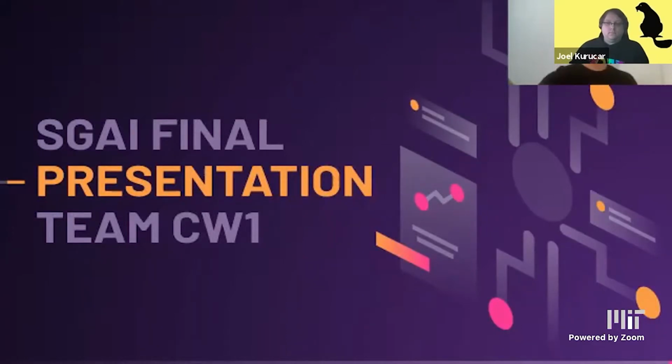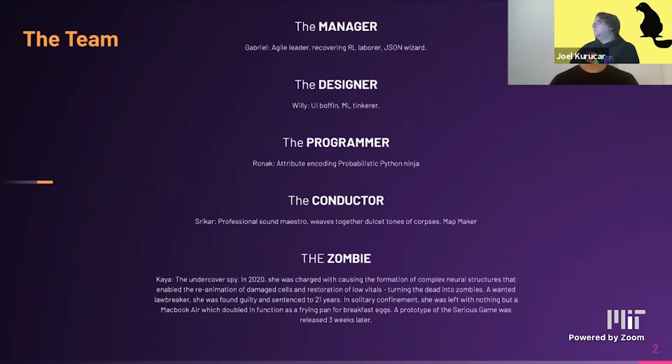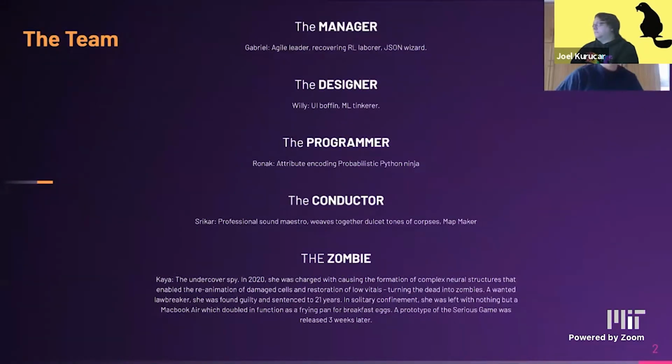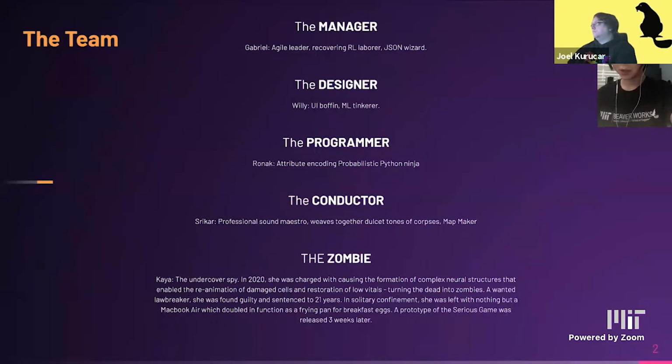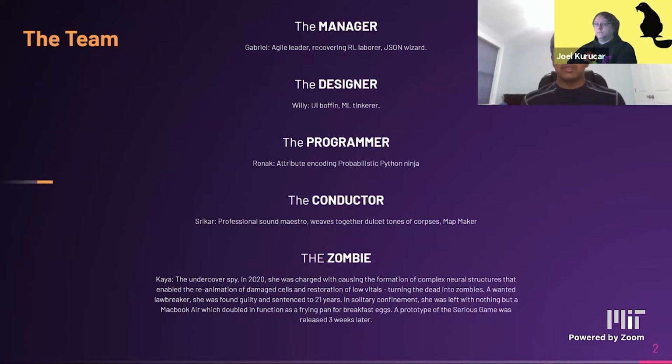Hello, we are Team CW1 of the Serious Games and AI course. My name is Gabriel Han, and I was the Agile leader and worked on RL and data analysis. My name is Willie, and I was in charge of UI design and machine learning experimentation. I'm Ronak, and I did programming and data analysis. I'm Kaya, and I worked on UI and data analysis. Hi, my name is Kurucar, and I did the sound design as a part of the UI, and I also created different custom maps for the RL training.